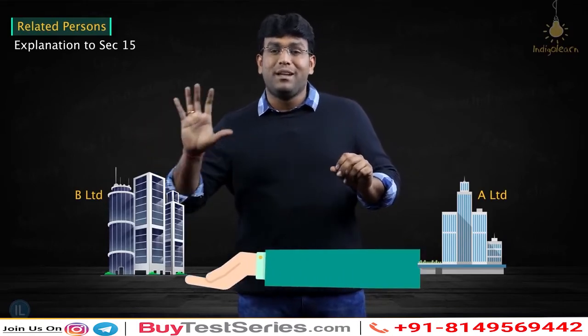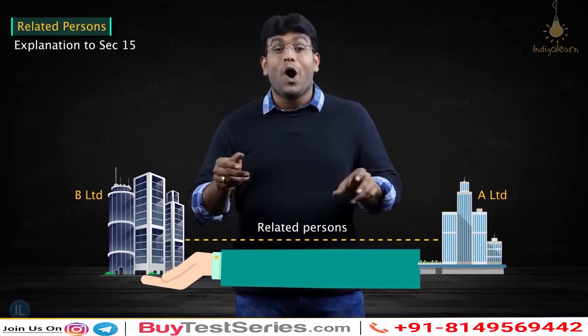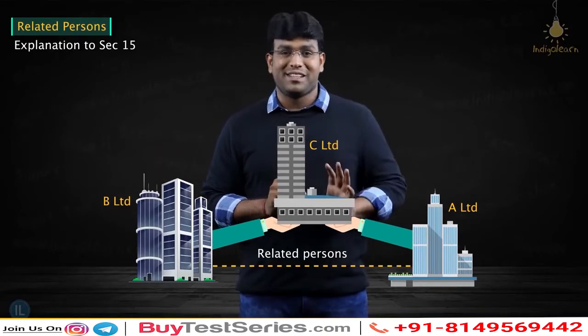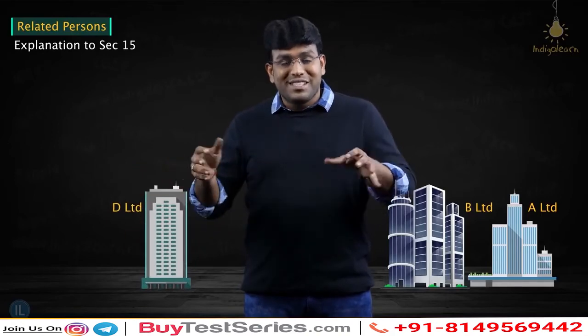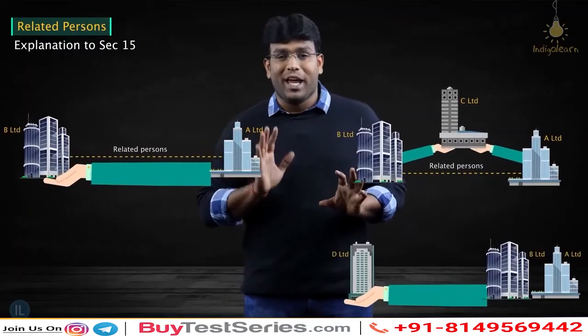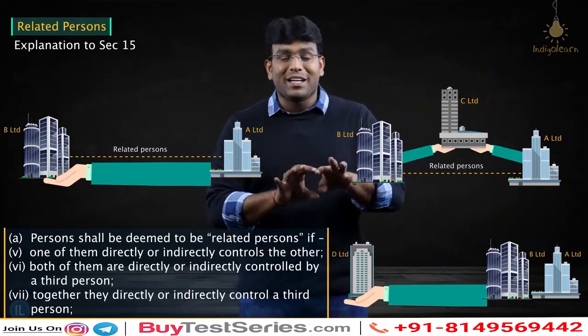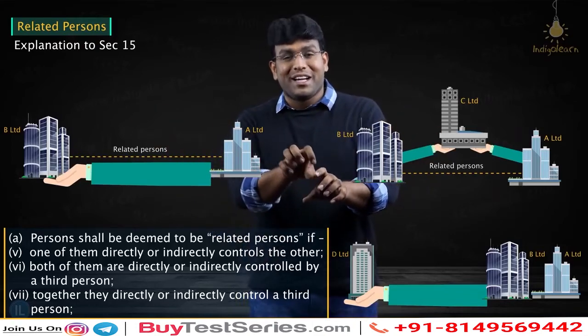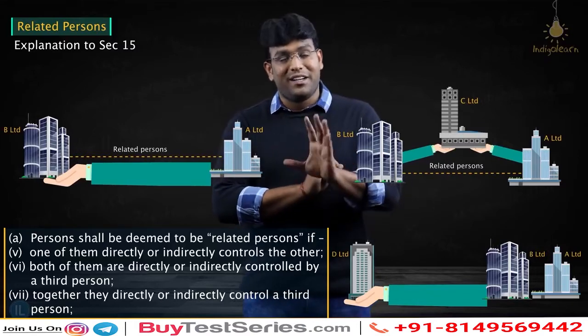Second point the law has told. Imagine, there's a company called A Limited, there's a company called B Limited. If A Limited is controlling B Limited, these two are called related persons. Or A Limited and B Limited are both controlled by some company called C Limited, still A and B are called related persons. Other case, A Limited and B Limited, both companies together control another company, still A and B are called related persons. So in simple language, if A is controlling B or B is controlling A, they are called related persons. Or A and B are controlled by a third person, still related persons. Or A and B are together controlling a third person, still A and B are called related persons.